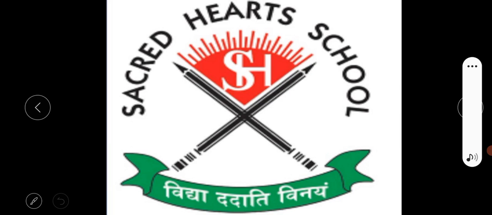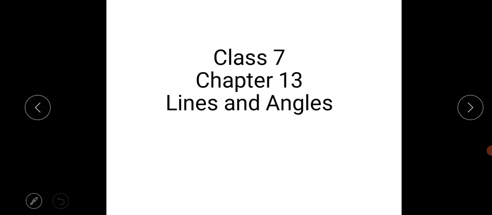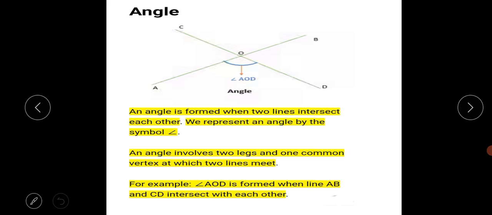Here in this video, we are going to discuss class 7, chapter number 13, lines and angles. So what do you mean by angle? An angle is formed when two lines intersect each other. We represent an angle by this symbol. This is the basic symbol which is used to represent any angle.